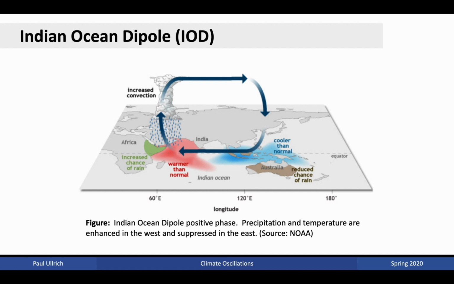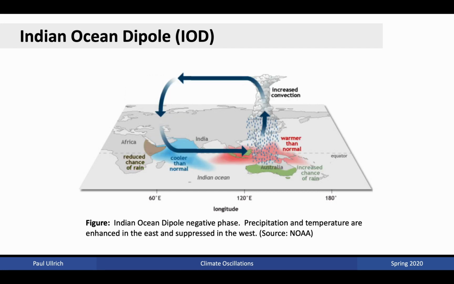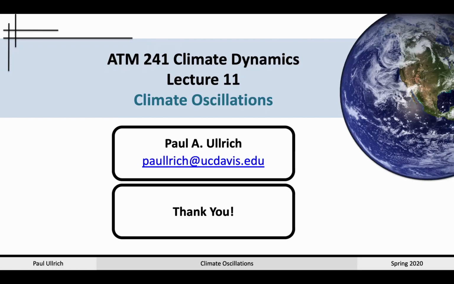This circulation set up during this positive phase then contributes to an increased chance of rain in Africa and a reduced chance of rain in Australia. During the negative mode, we basically see a reversal of this pattern, with wetter than normal conditions occurring over the maritime continent and cooler than normal conditions occurring over the western Indian Ocean. This is associated with a reduced chance of rain in Africa and an increased chance of rain in Australia.